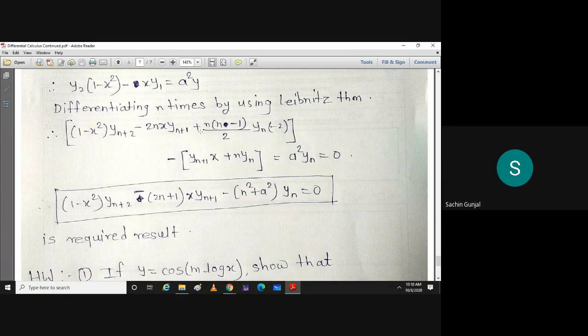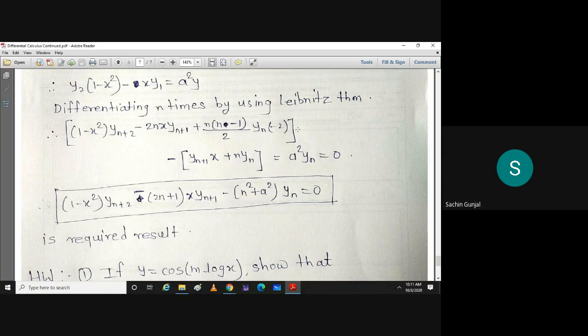Plus nC2, that is n into n minus 1 upon 2 factorial, which is 2, into the n minus 2 derivative of u. So n minus 2 plus 2 is yn, into the second derivative of v, which is minus 2. Is this fine? First bracket. Yes, sir.